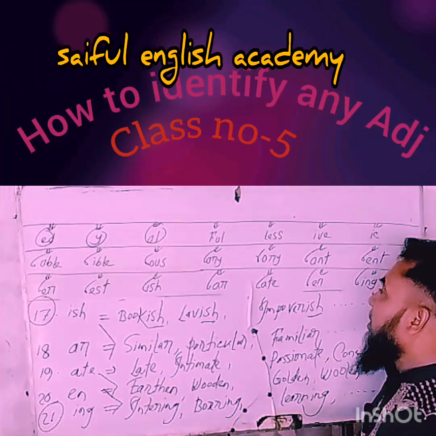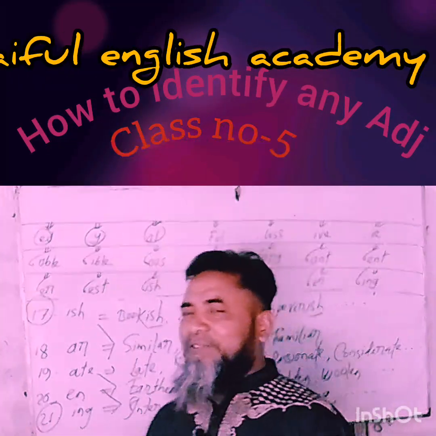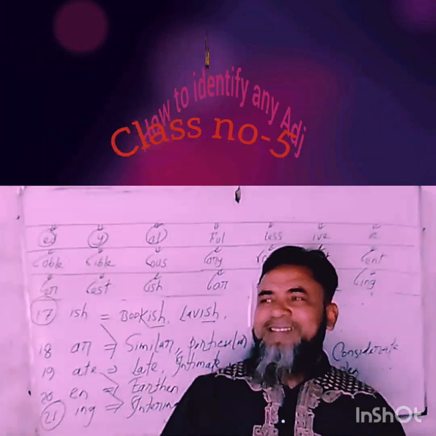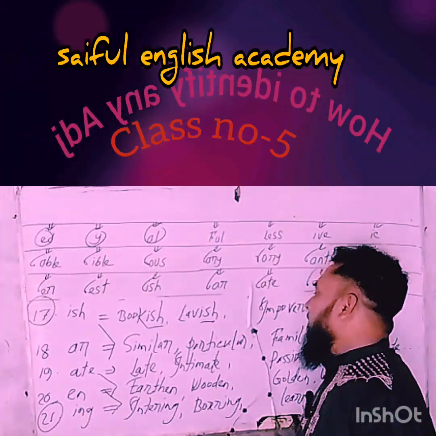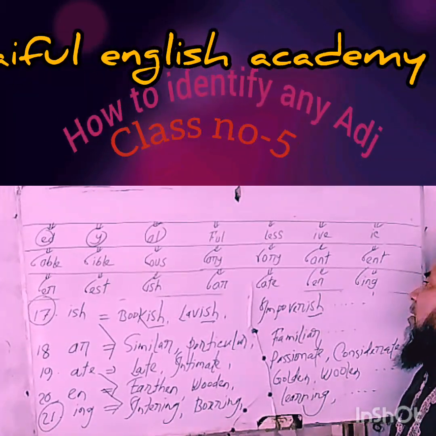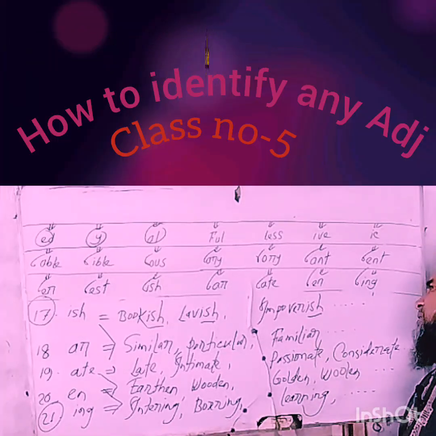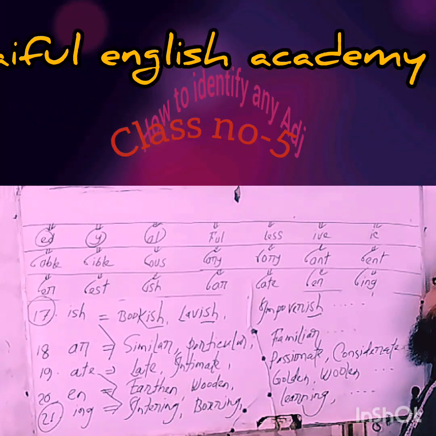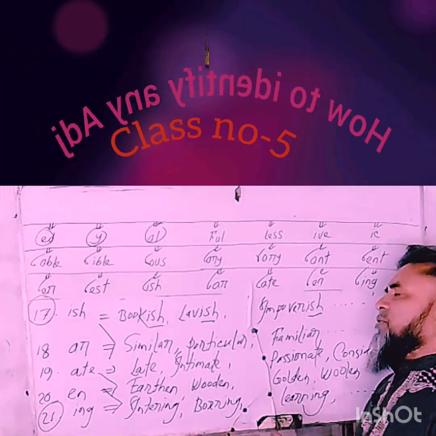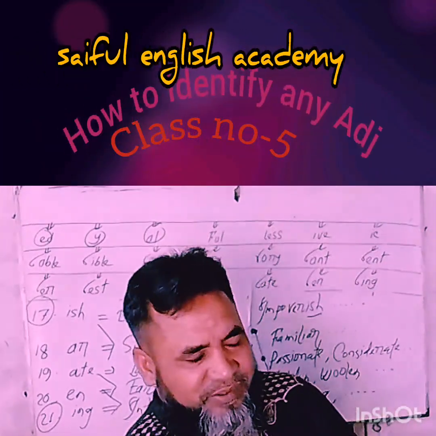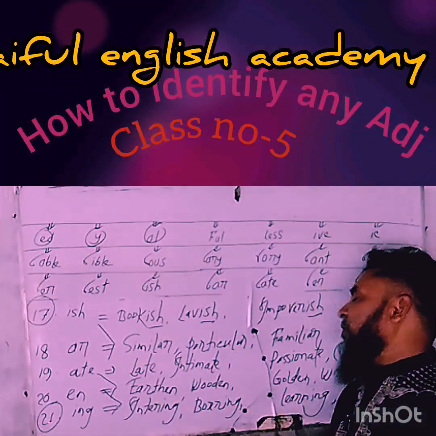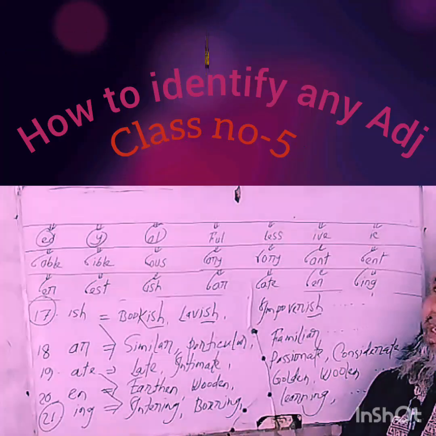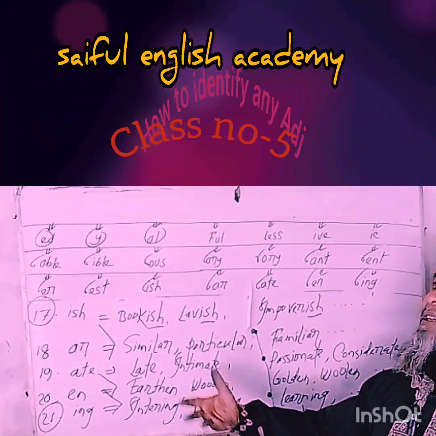My dear learners, in this class, I'm trying to make you understand these 21 categories of identification of an adjective from various kinds of sentences. So, my dear learners, I want to suggest you try to remember the sense of each suffix to identify an adjective from various kinds of sentences.